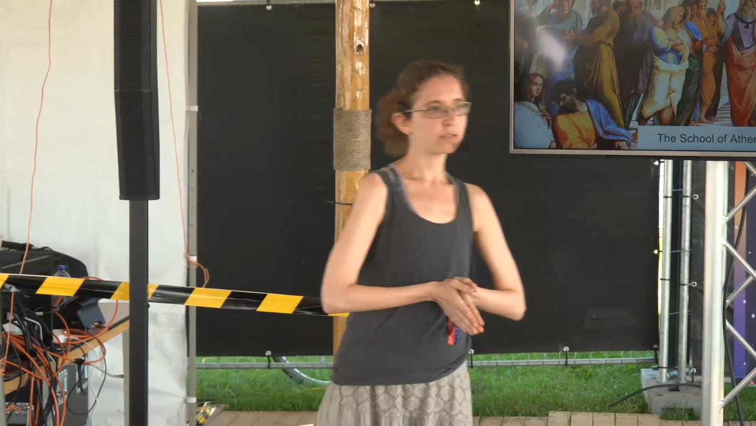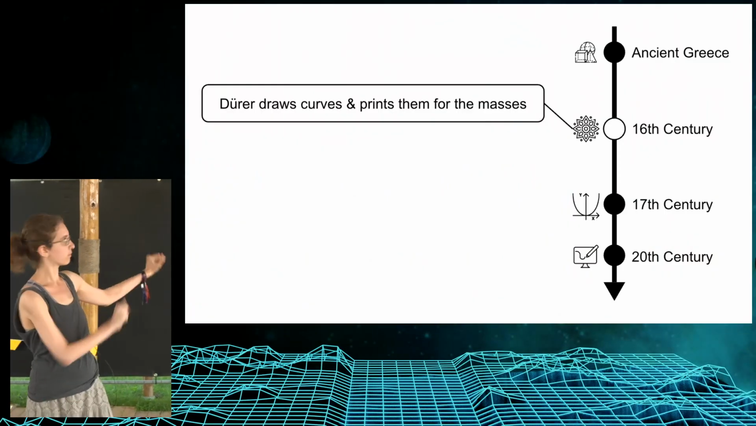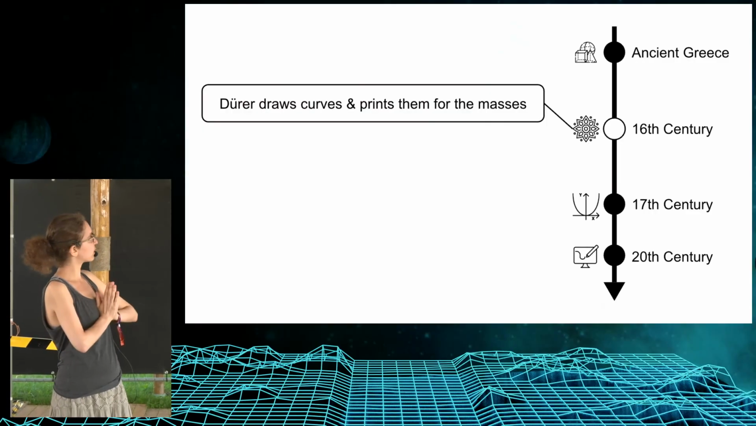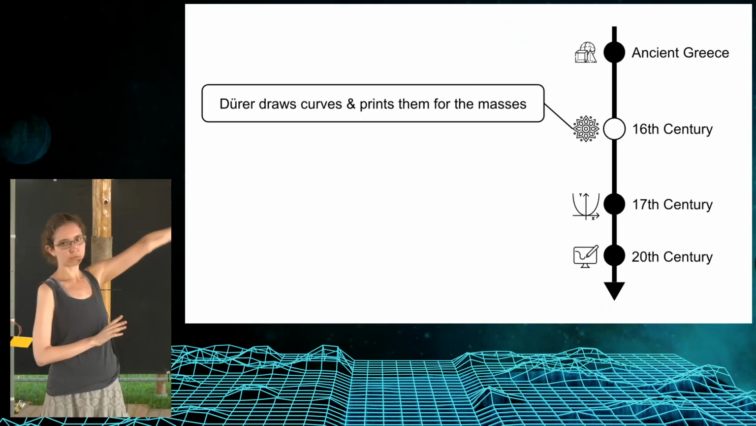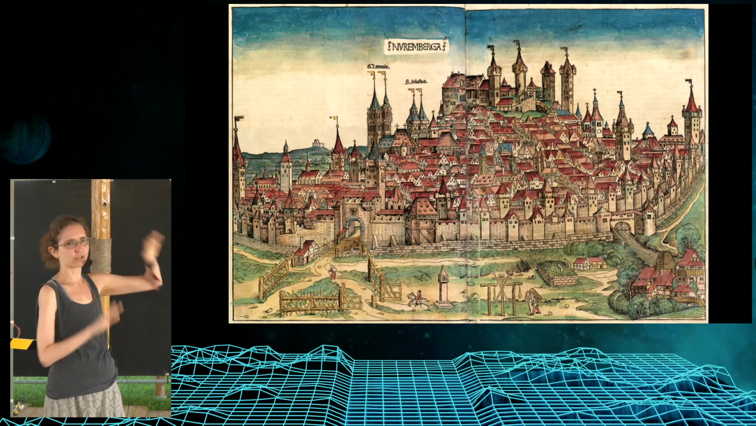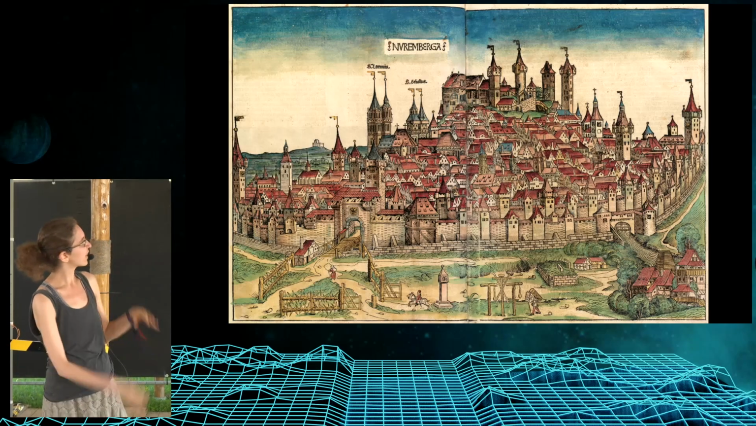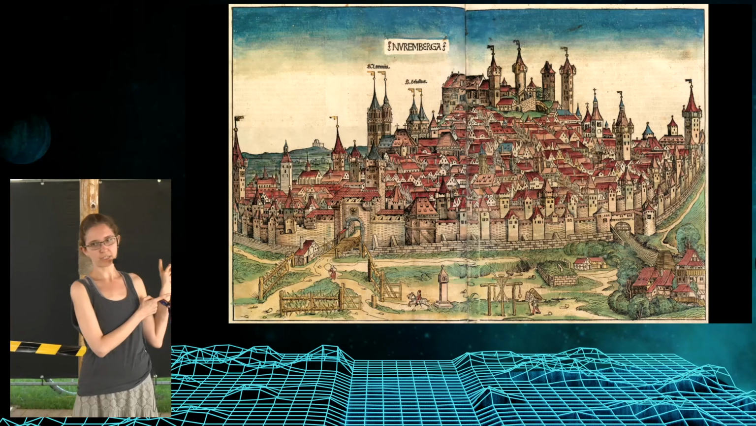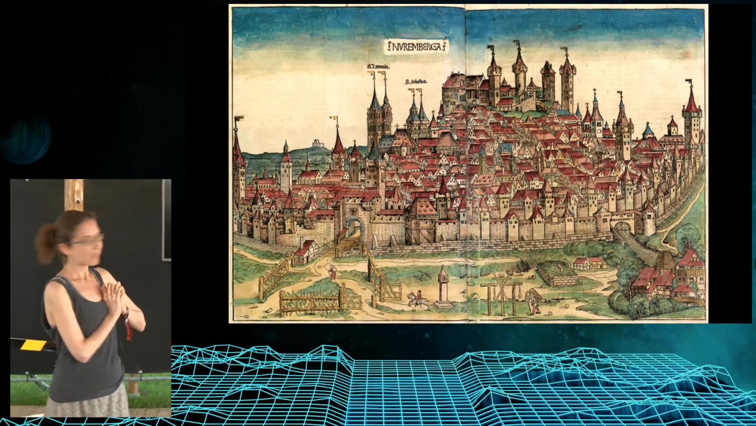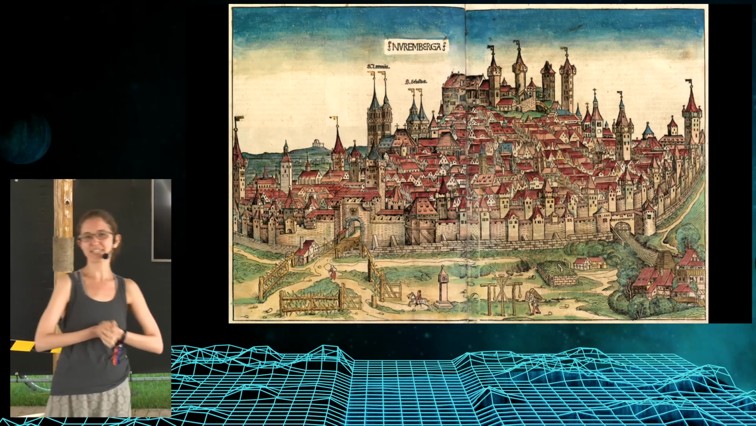So we are now in the early modern period, the 16th century, and we are going to talk about our next point, which is Dürer, who drew curves and also printed them. Not him exactly, because the printing was done by someone who got lower wages, but yes. Hello Nuremberg, someone more German can probably say it better. We are in the German Renaissance.